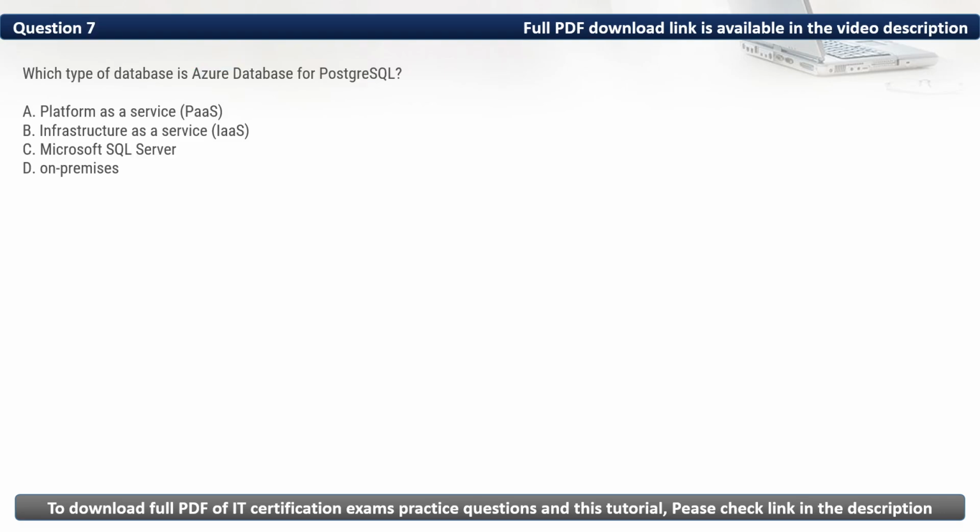Question 7. Which type of database is Azure database for PostgreSQL? Azure database for PostgreSQL is a platform as a service type of database. Thus, the correct option is A.